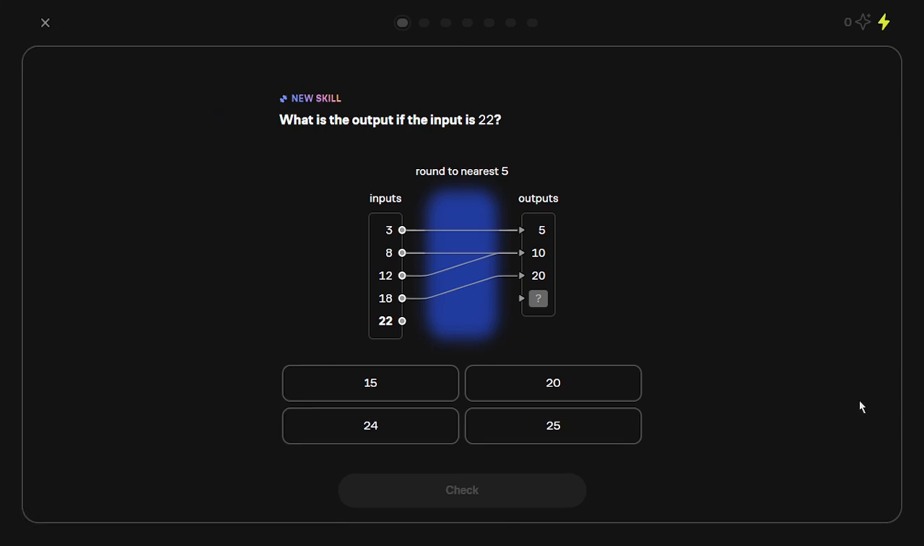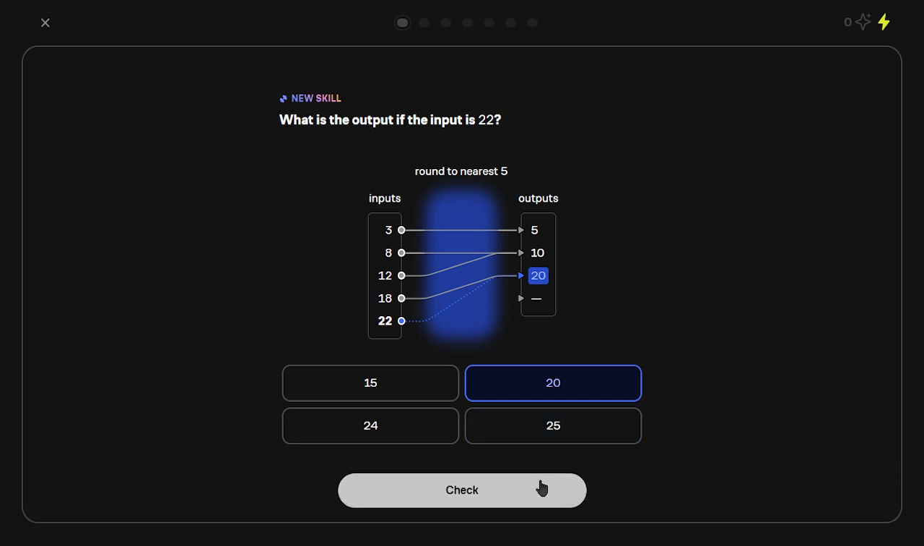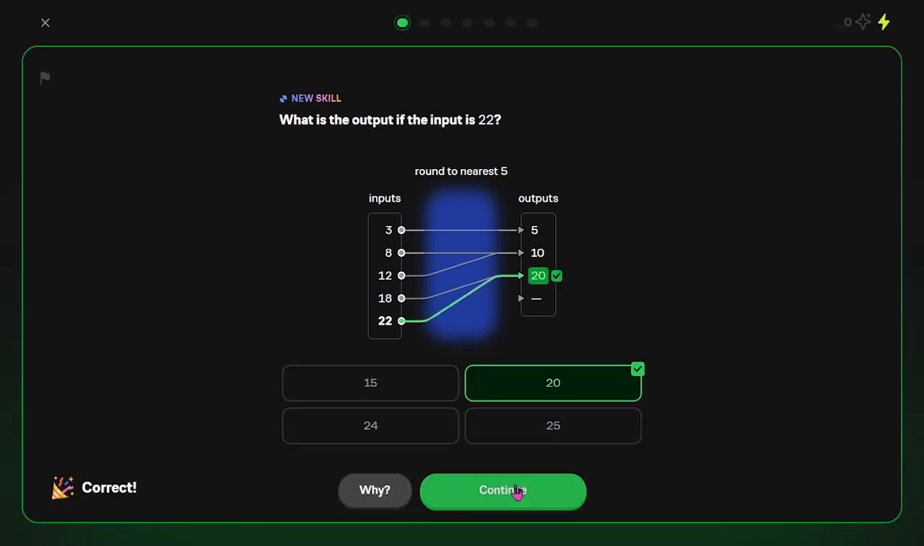So I jump in, and here's the problem. Round to the nearest 5, that's a function, and 3 goes to 5. So just round to the nearest 5. So 22 goes to what? It looks like it goes to 20 because 22 rounds to 20. This is very simple.